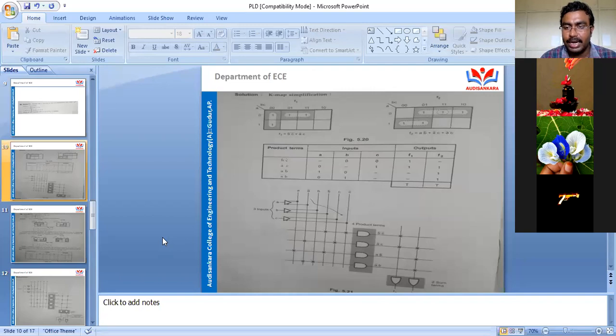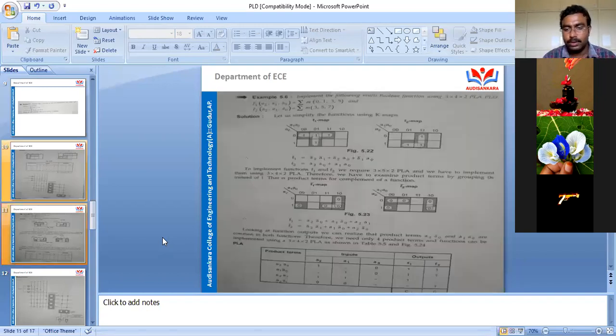Students, do you have any doubts in the design part again now? Any doubts in this one? Any doubts in the design part so far? What we have designed about a PLA, programmable logic array? No, sir. Yeah, no doubts.